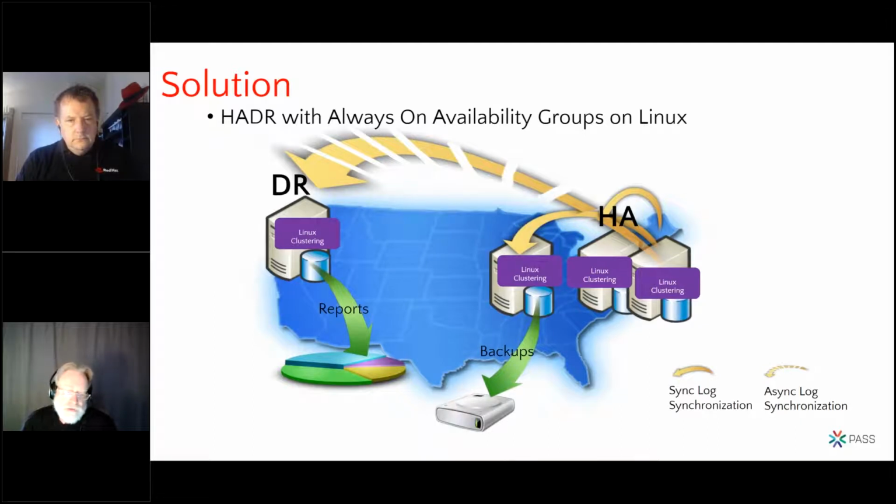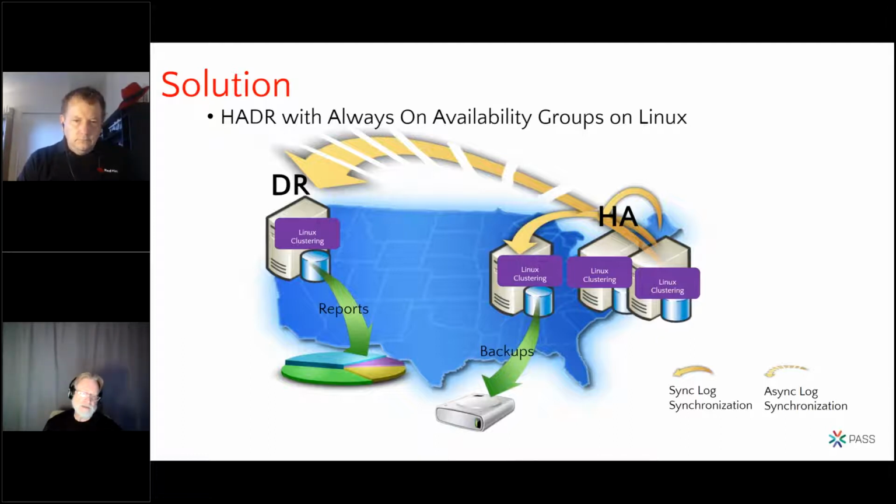So one solution is an HADR with Always On availability groups with Linux. So you have Linux clustering. Here you have a single cluster covering the wide area. So you have local replicas that are running in synchronous mode. One of the secondaries may be doing the backup, so that way you offload the backup traffic again from your primary.